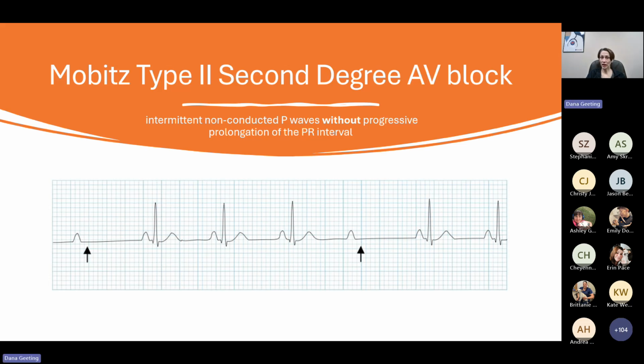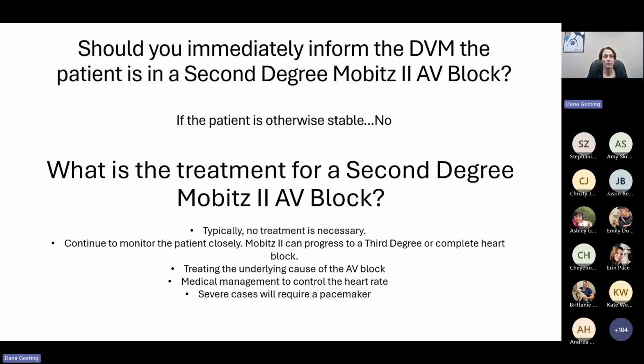In a second degree type 2 AV block, you would have intermittent non-conductive P waves without progression, and then you're missing a QRS complex. You almost have an extra random P wave without a QRS complex after it. Again, with a block, unless the patient is otherwise unstable, you should not have to pull the doctor out of talking to a client or rounds to inform them of this.